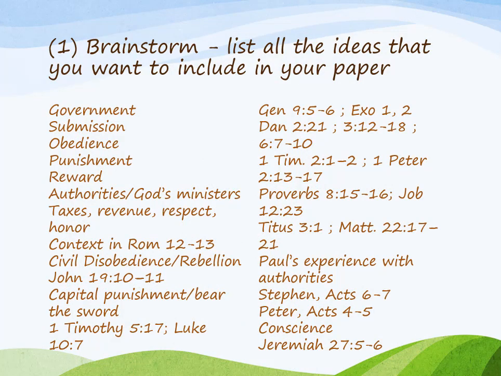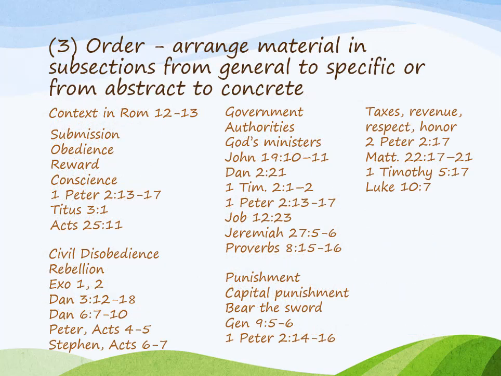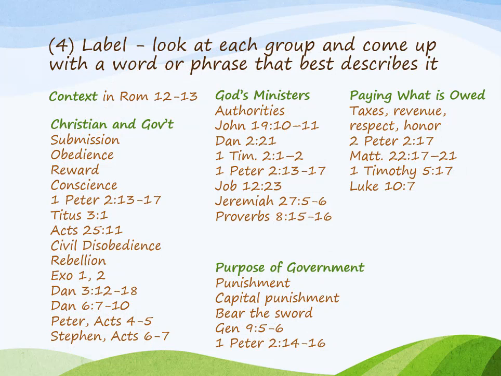Once you have read a few reference articles about the topic, pull out a piece of paper and start to: 1. Brainstorm. List all the ideas that you want to include in your paper. 2. Organize. Group related ideas together. 3. Order. Arrange material in subsections, from general to specific, or from abstract to concrete. And 4. Label. Look at each group and come up with a word or phrase that best describes it. These will be your main and subheadings.